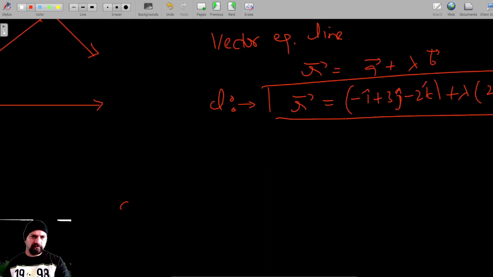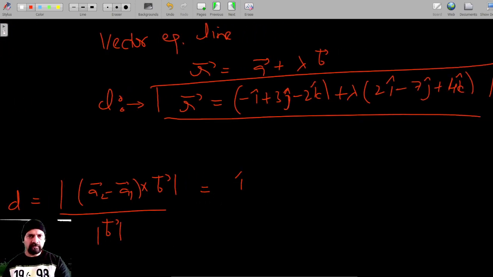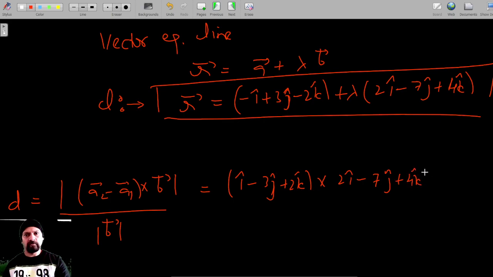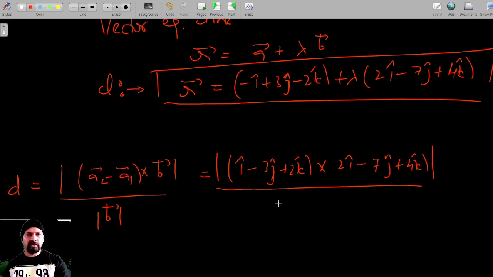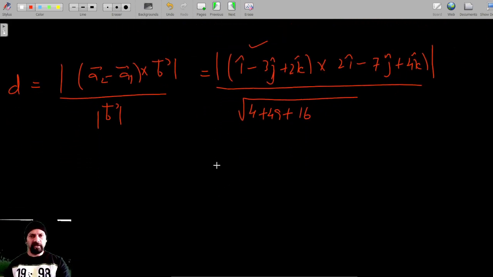Now the distance from the origin is given by the magnitude of (a2 minus a1) vector cross b vector, upon the magnitude of b. Now a2 minus a1 is i cap minus 3j cap plus 2k cap, crossed with the b vector, which is 2i minus 7j plus 4k cap. So the magnitude of b is the square root of 2 squared, 4, plus 49 plus 4 squared, 16. Let's find out the cross product.